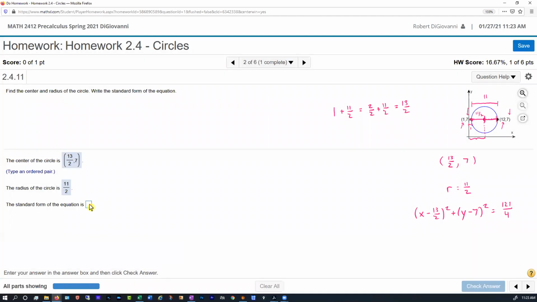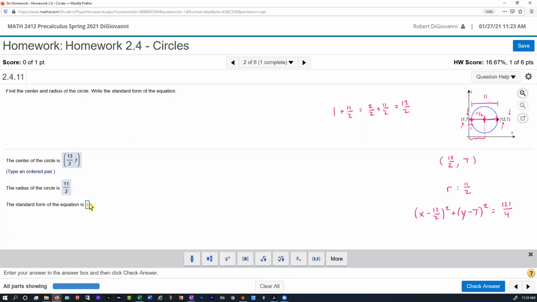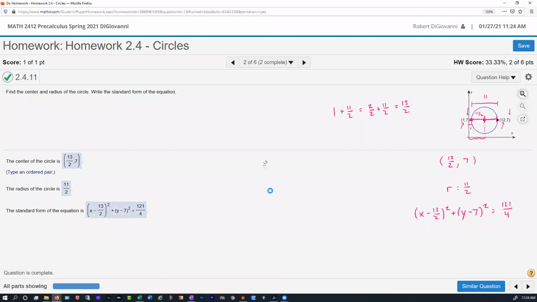And the standard form is going to be x minus 13 over 2, that squared. Ooh, no, that didn't work. Move over. That squared plus y minus 7, that squared equals 121 divided by 4. All right.